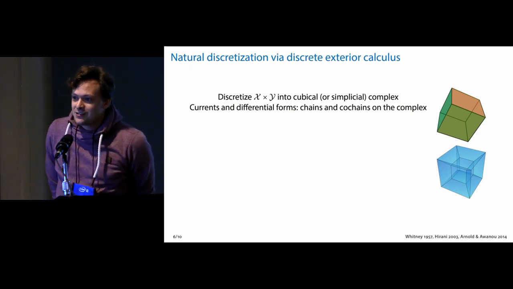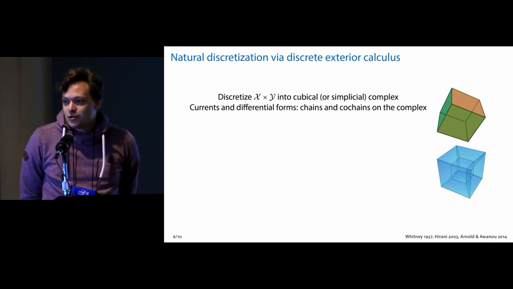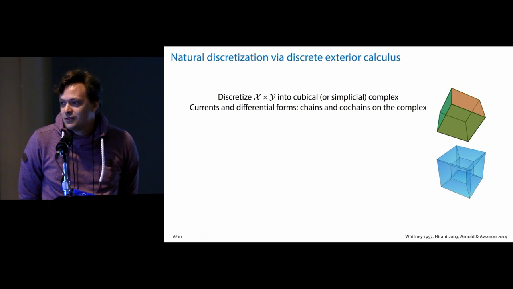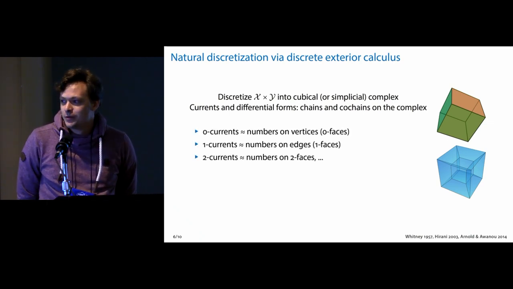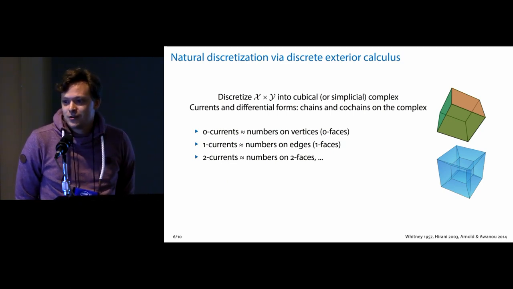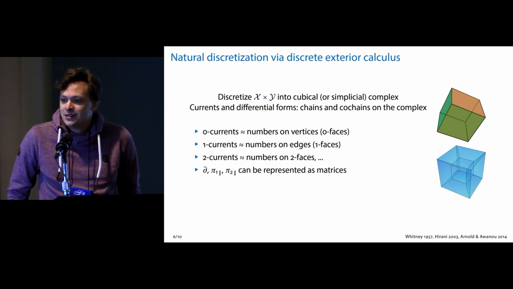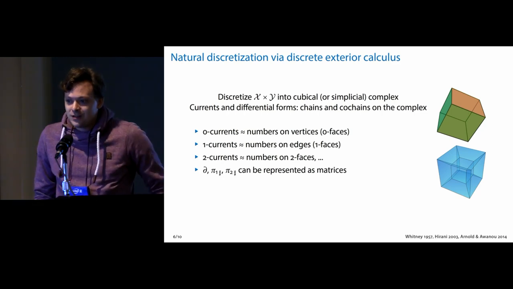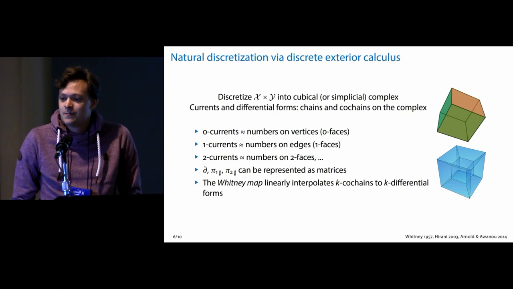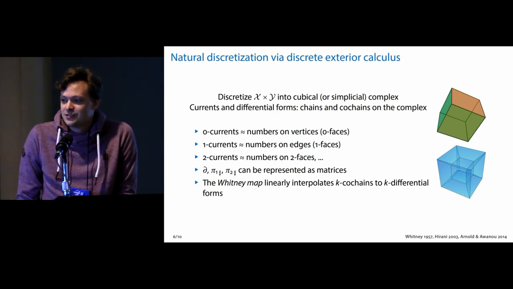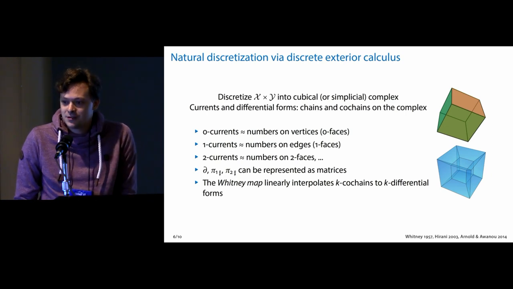So to discretize this infinite dimensional problem, we approximate the product space with cubes. And then currents and differential forms are simply chains and cochains on this cubical complex. So what that means is that zero currents are just numbers on the vertices, one currents are numbers on the edges, and so on. The boundary operator and the push-forward operators can be represented as matrices. And crucial to our formulation is the Whitney map, which generalizes certain finite element spaces on differential forms.